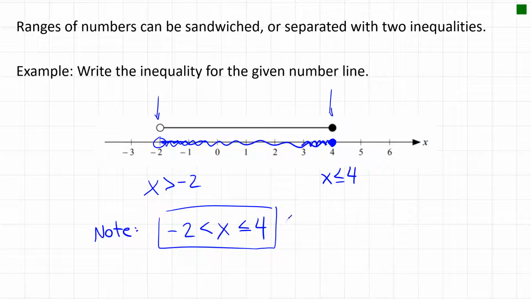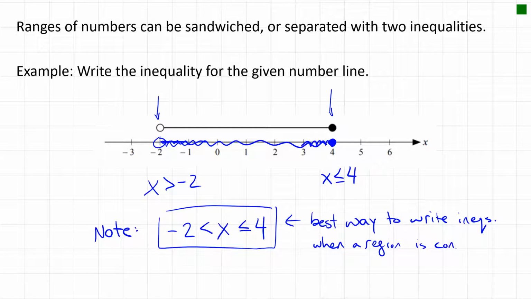So this is actually the best way to write an inequality when a region of values is connected, like we have above. These two inequalities, one going to the right that way and the other going to the left this way, they're connected together, so we can write them as one inequality with x sandwiched between the ends.